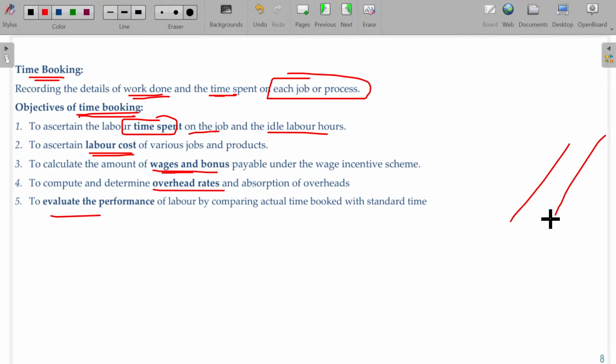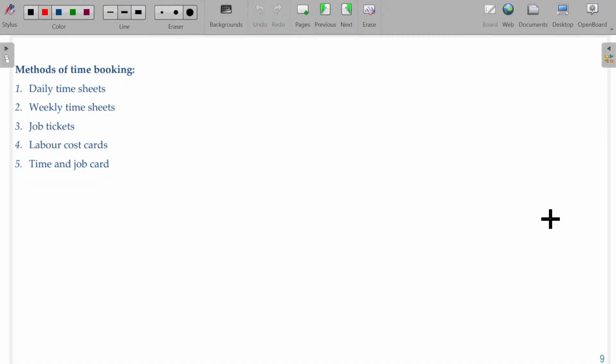For all these things, time booking is mandatory. You have to understand the difference between timekeeping and time booking. Timekeeping is the attendance; time booking is nothing but recording the time spent for every job or process. Methods of time booking: I told you about the employee card.